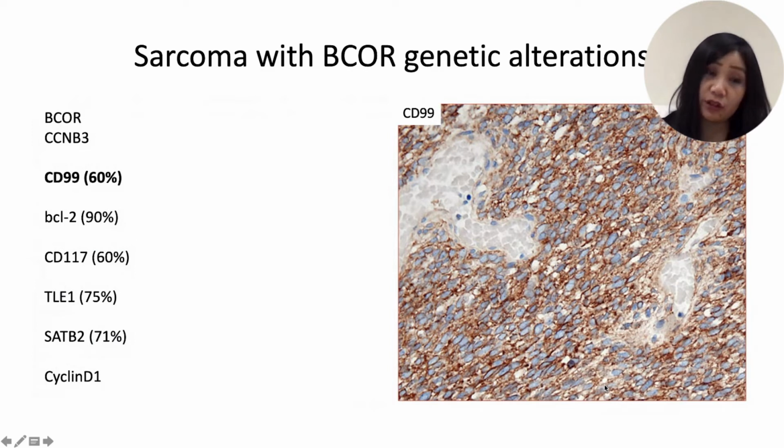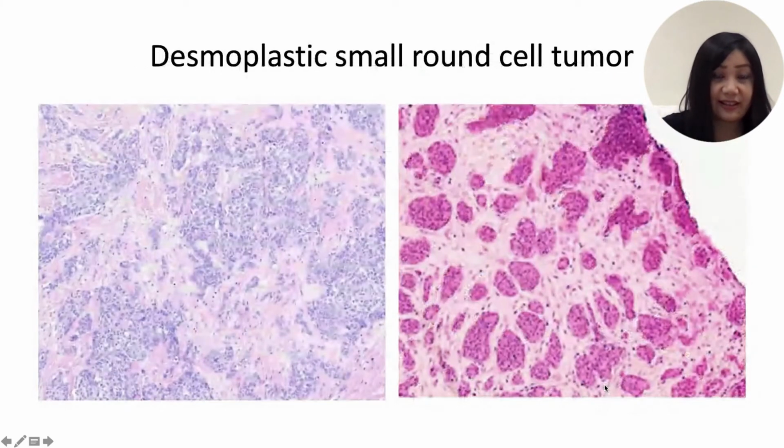90% can show BCL2, 60% can show variable CD117, 75% can show strong nuclear TLE1. So as Prof was saying, TLE1 is a supportive but not specific marker at all for synovial sarcoma, and is expressed in a variety of other tumours that can be in the morphologic differential diagnosis. And about 70% show SATB2 expression.